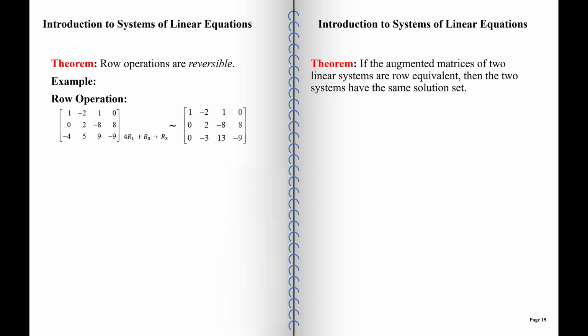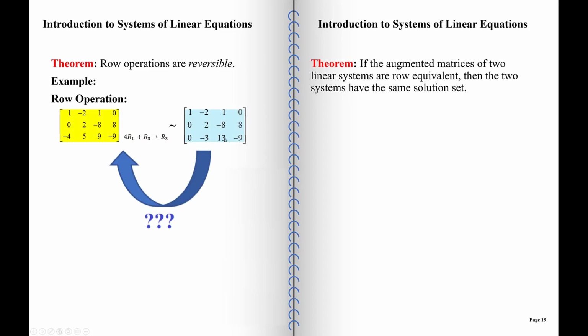Now, row operations are reversible. If we look at this example, which is one of the examples that we did earlier in this video lecture, we did 4 times row 1 plus row 3, putting the result into row 3, which produces a new matrix. By the previous definition, let's review the definition. The definition says a matrix A, that'll be the original one, is row equivalent to a matrix B, that's the resulting matrix, if there's a sequence of elementary row operations that when applied to A in succession produce B. So A is row equivalent to B.